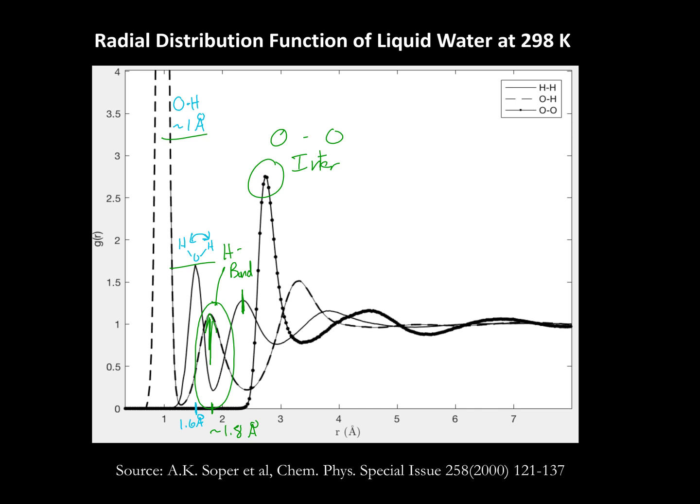And as we increase our separation distance, we can see we have additional solvation shells that correspond to the larger scale structure of the system. And this is where things start to get a little bit complex. It gets a bit harder to break down what's happening.